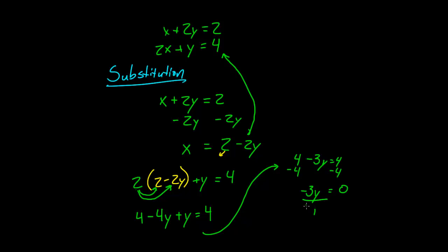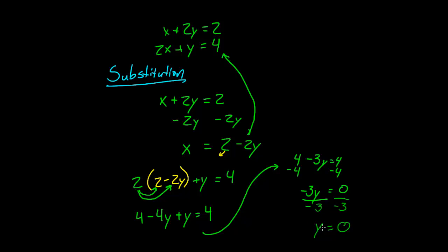Divide by negative 3. Now, you divide 0 by any number. What do you get? You get 0. Can you divide negative 3 by 0? You cannot divide any number by 0. That is one of those math taboos. It does not work. You cannot divide by a 0, but you can divide 0 by any number, and you will always get 0. Y is equal to 0.